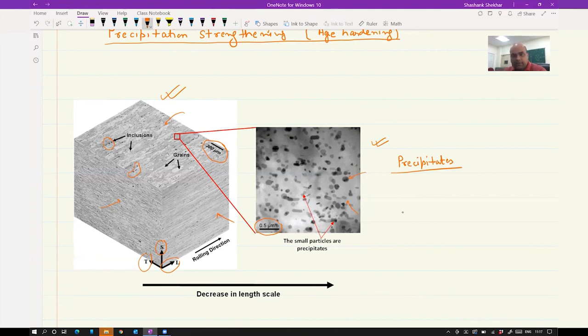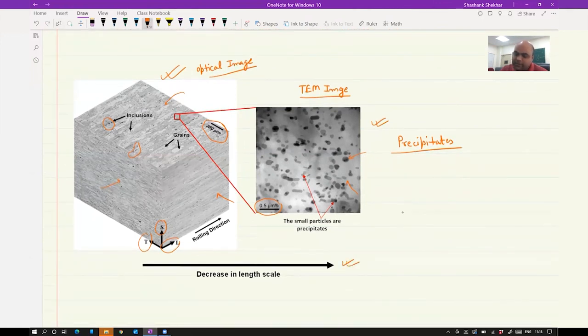In aluminum alloys, you have to go to high magnification to observe them. This is actually a TEM image, a transmission electron microscopy image, and this is your optical image. So you understand the difference here. That's why I mentioned here decreasing length scale. You are decreasing the length scale as you move from the optical microscope image to the TEM image. Typically in aluminum alloys, you are not going to observe these precipitates optically. They are nanometer in size, so you have to use TEM to observe these small precipitates.